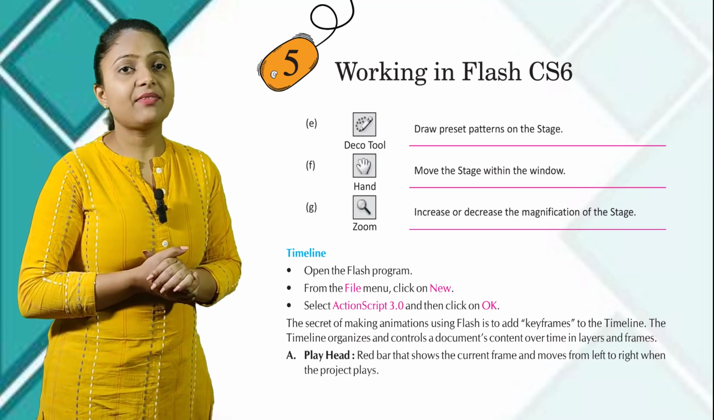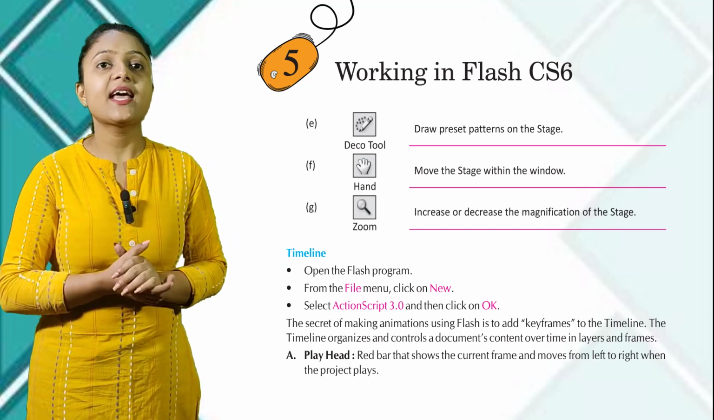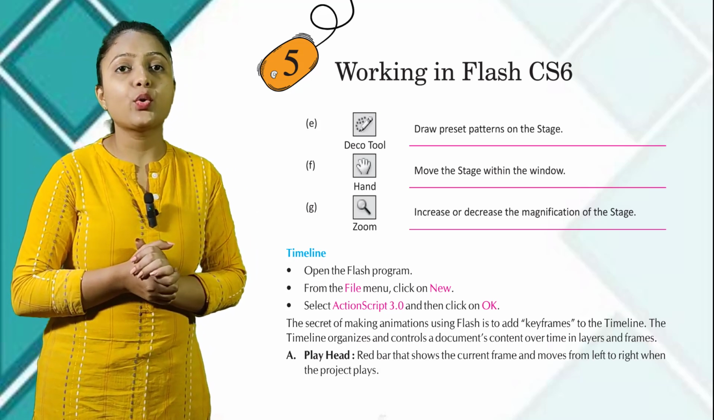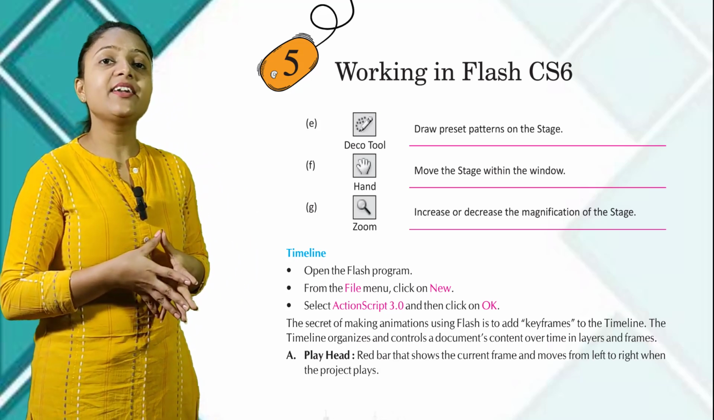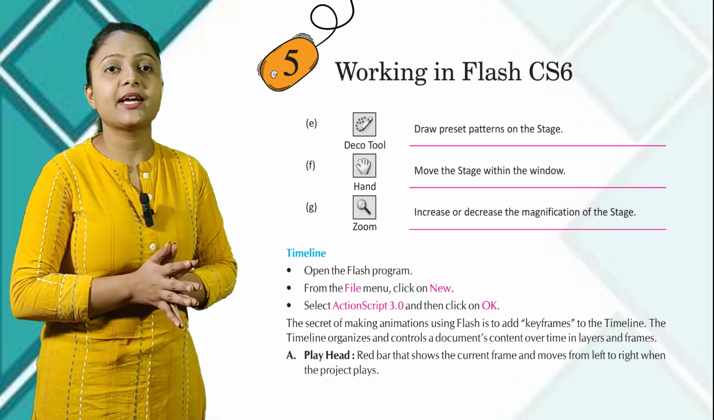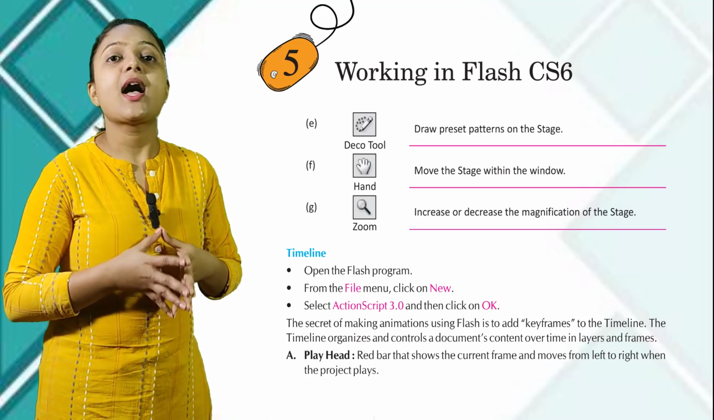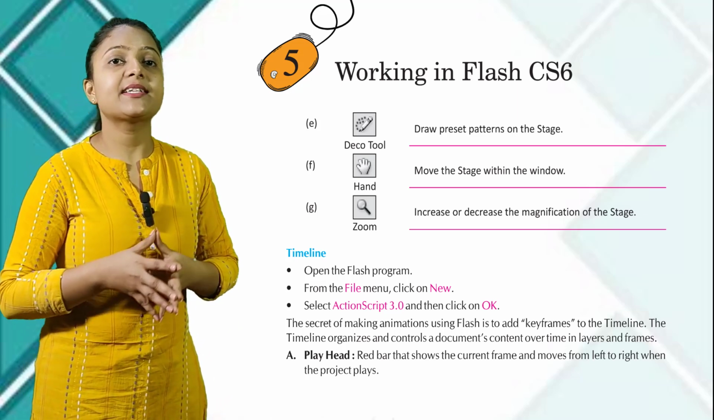Timeline. Open the Flash program. From the File menu, click on New. Select ActionScript 3.0, then click on OK. The secret of making animations using Flash is to add keyframes to the timeline. The timeline organizes and controls a document's content over time in layers and frames.